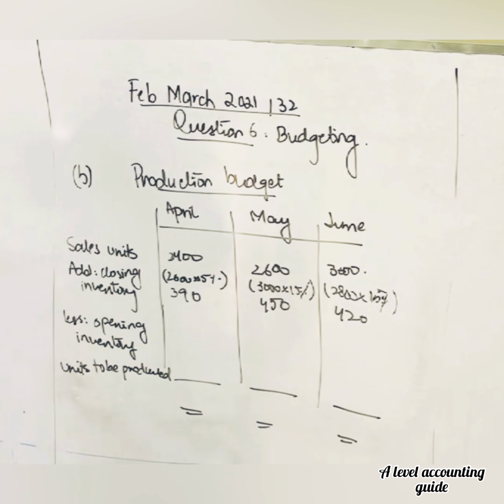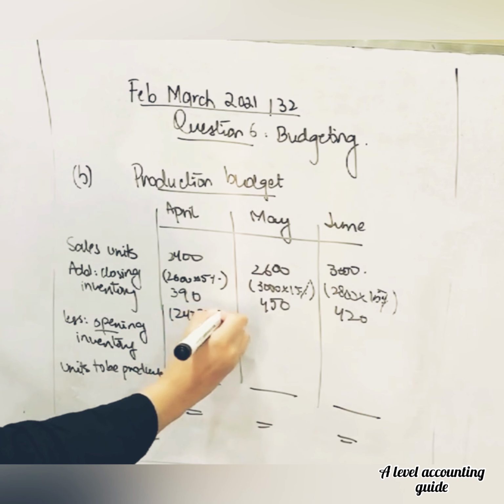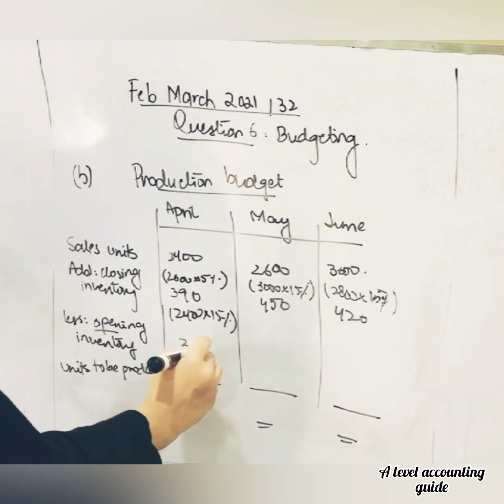After this, you have to subtract the opening inventory. So you are supposed to follow this format every time you do this. So for the opening inventory, what you are supposed to do is you're going to work backward. For instance, it is going to be 2400 into 15%, which is going to be the opening inventory for this, which is going to be 360. You're supposed to subtract this.